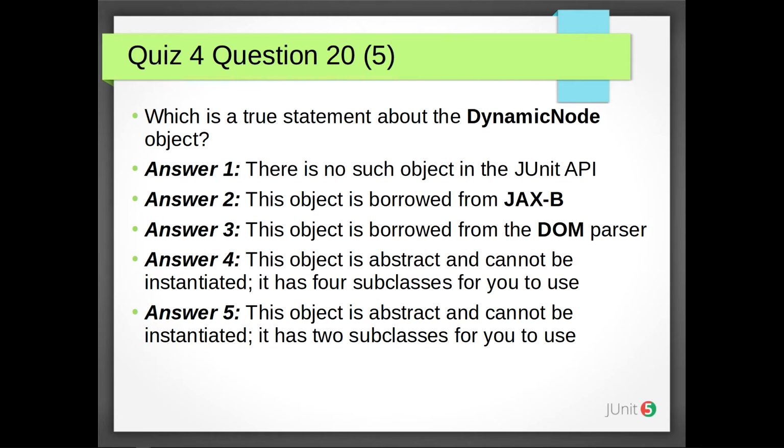And the correct answer is 5. This object is abstract and cannot be instantiated. It has 2 subclasses for you to use. And the subclasses of the DynamicNode abstract object are of course DynamicContainer and DynamicTest.